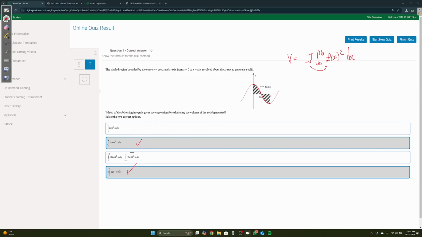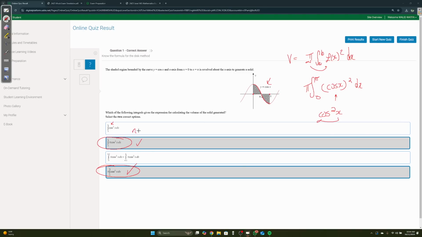So these are both correct, because since our curve is cosine x, it's going to be pi integral from a to b, from 0 till pi. It doesn't matter if it's negative. Volume doesn't matter if it's negative, okay, because we're going around. Since you're squaring, there's no negative. So from 0 to pi, integral of f of x squared, so cosine x squared dx. Most of you should know, cosine x squared is cosine squared x. So it's just like this.